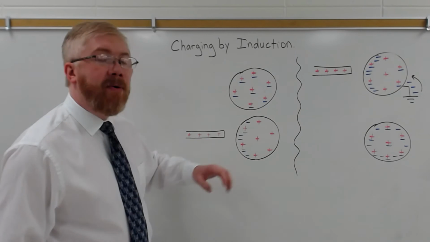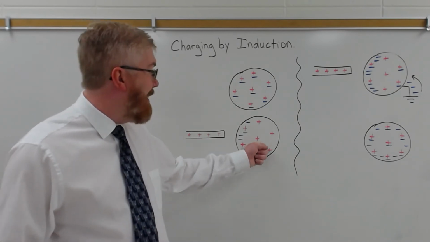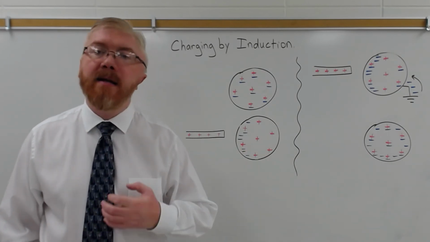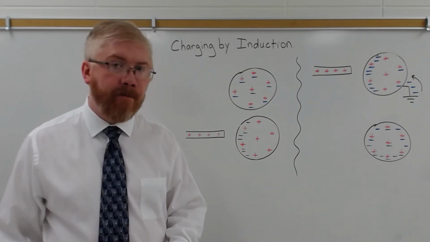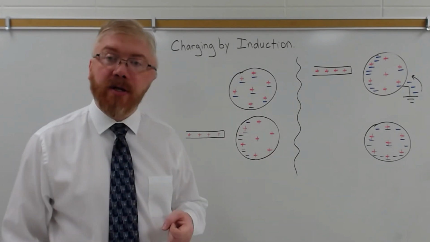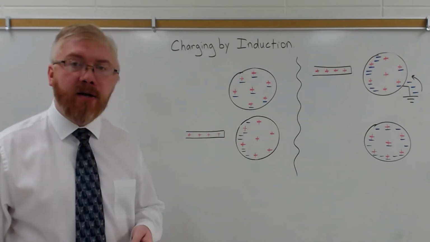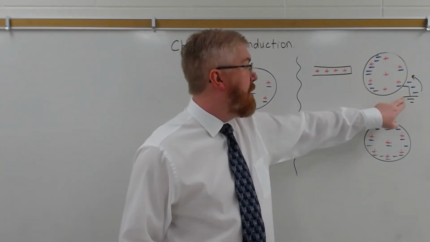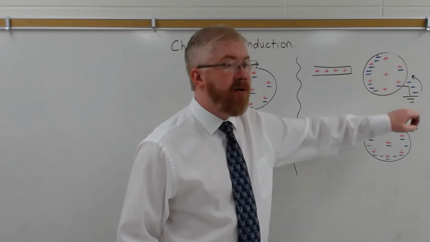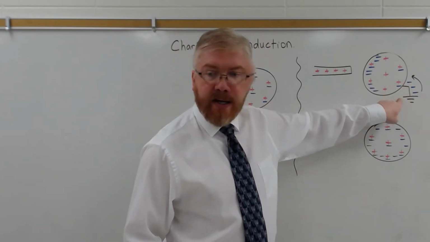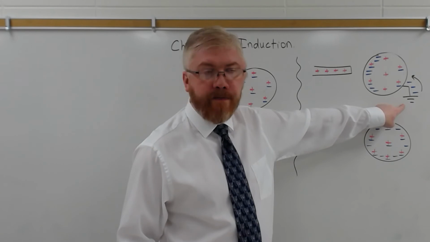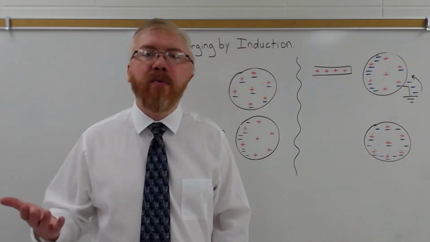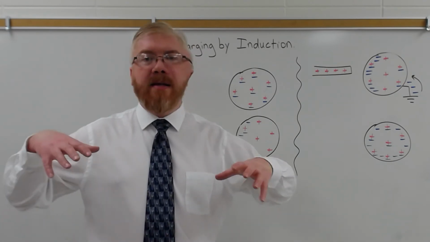Note the total number of positive and negative charges in this sphere is still the same. This sphere still has a net zero charge. It's just that we've redistributed the charge a little bit because of this positive rod nearby. Now I'm going to attach this conductor to the ground. The ground is represented by this little black wire, and the ground is those three lines shown here.